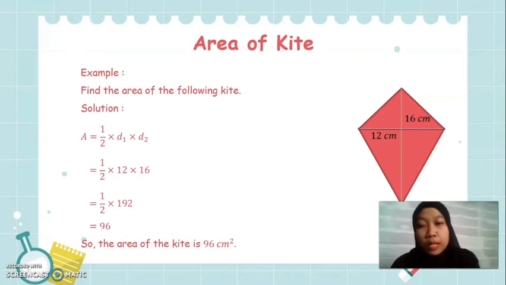We multiply 12 by 16. The result is 192. Next, we multiply a half by 192, and the result is 96. So the area of the kite is 96 centimeters square.